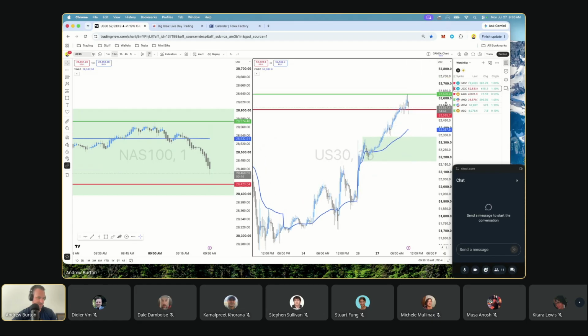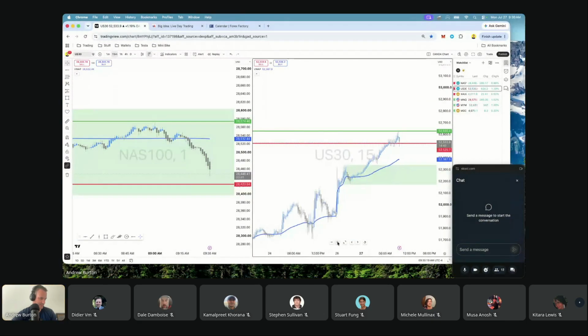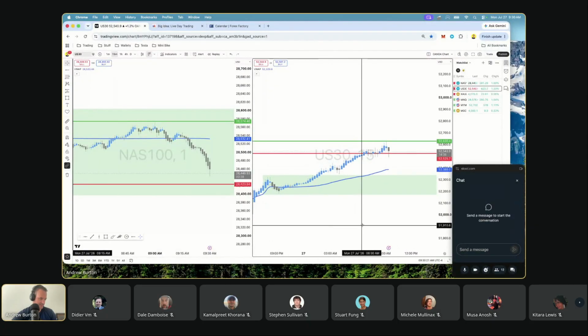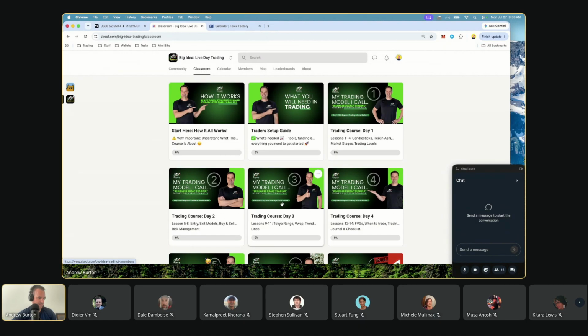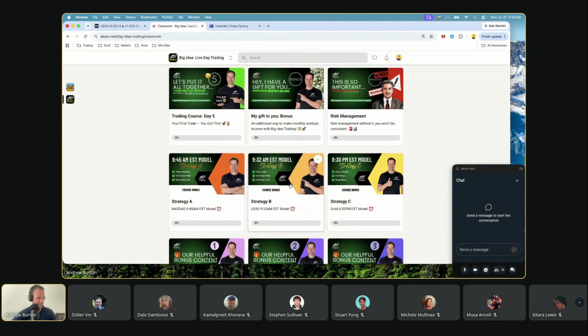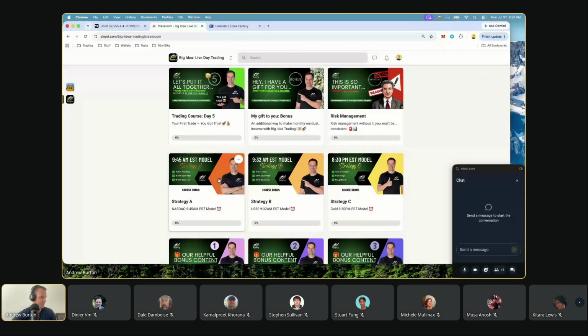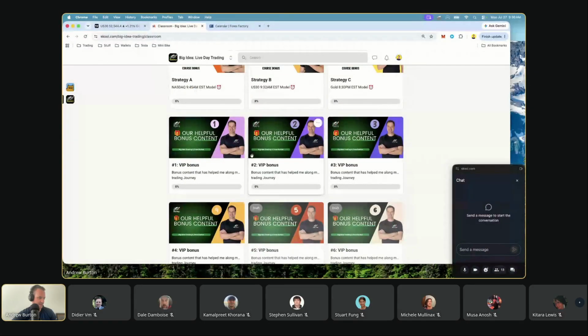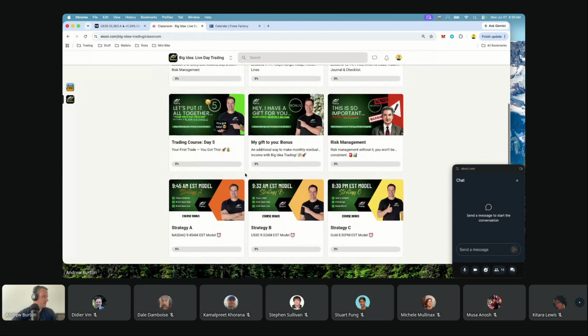I think I'm going to do things like this now: just show up set up, not set up in front of you guys. Then I'll go over here, go to classroom, and say this is exactly what I've done to set things up. There's the NASDAQ, there's US30. This is in the VIP modules. And we've got a lot of VIP modules now. I'm working on these last two here.